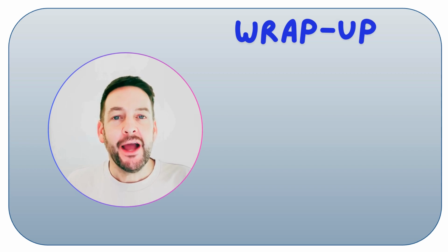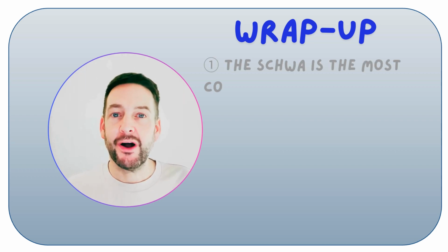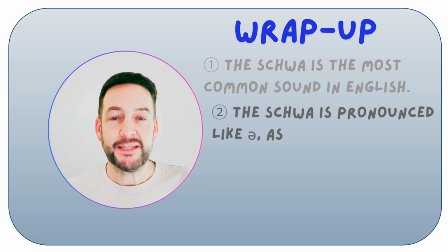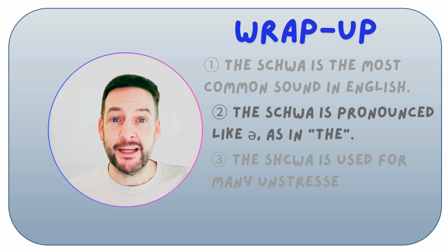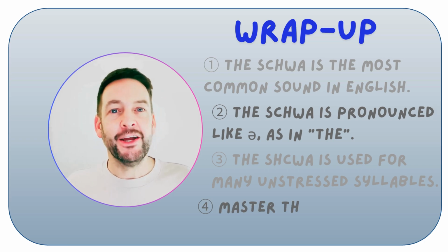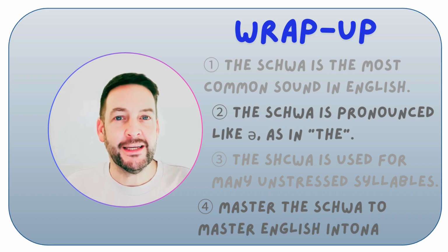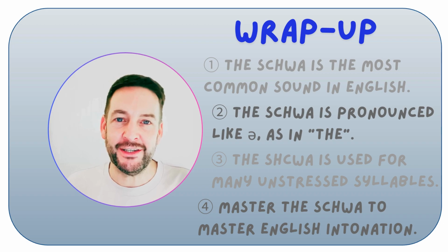Thank you very much. I'd like to end with a quick wrap-up. Number 1, the schwa is the most common sound in English. Many unstressed syllables in English are pronounced with a schwa. And finally, using the schwa is one reason English intonation is like it is, up and down, up and down. And if you can master the schwa, you can have natural English intonation.